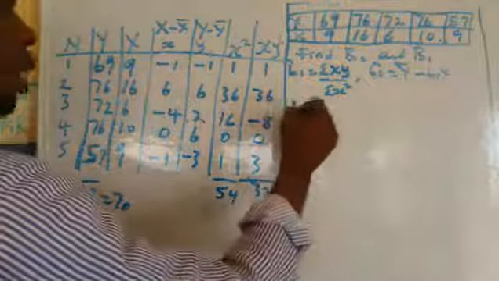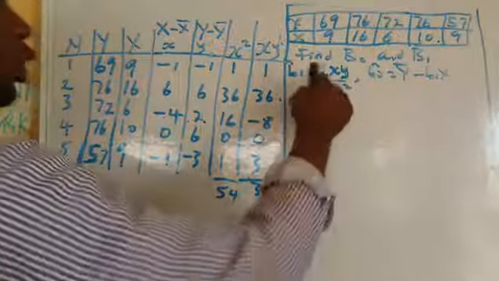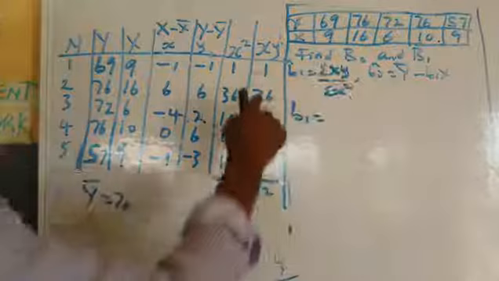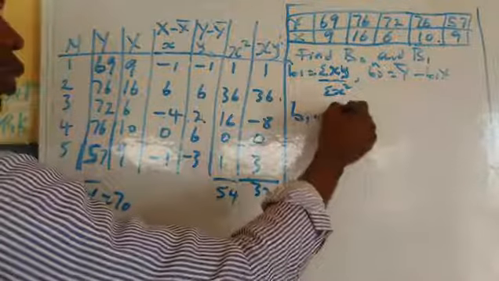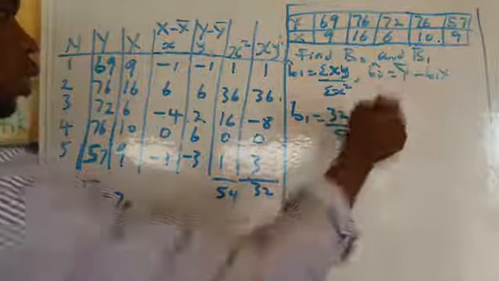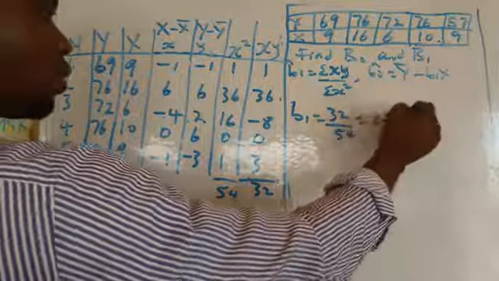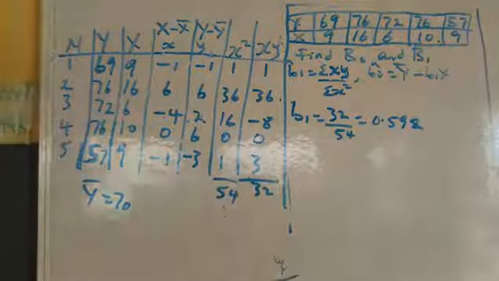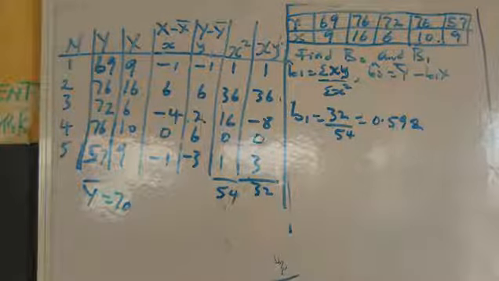So we can simply write now our b1 equals summation xy over summation x squared. Summation xy now is 32 over summation x squared, 54. So it's going to be what? 0.592. That's your b1.